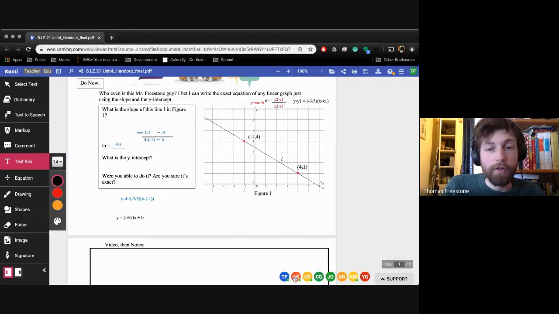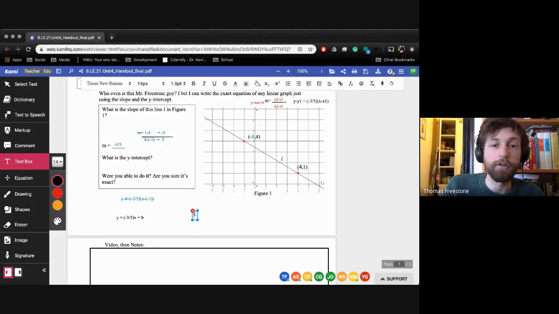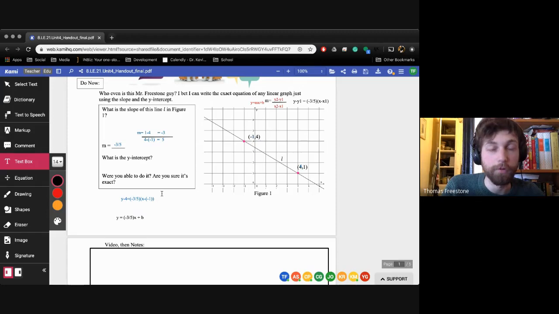So someone other than Ashley want to start a new text box over here to the right of this work and try and go through the process of rearranging this equation from the point slope form to the slope intercept form. And everybody should be doing this on paper to get practice. The next part of the lesson is going to be a lot of these, rewriting the equation just to get practice.